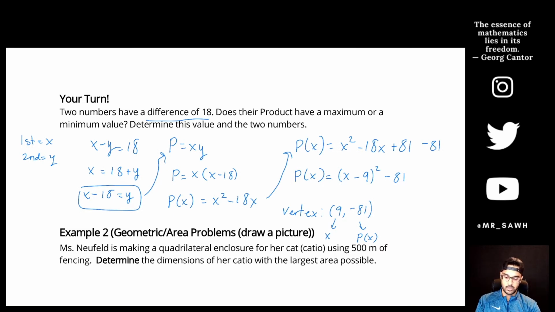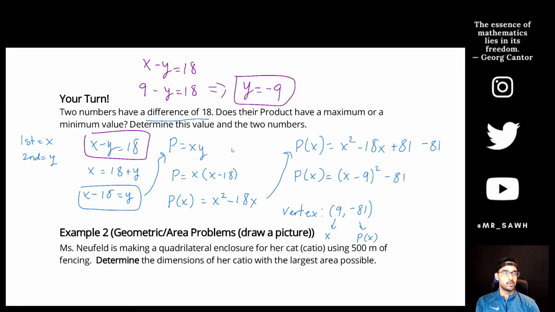and I'll use this first equation to do it. If I know x minus y is 18, we just figured out that 9 is x, the only value that y can be is negative 9 to make this happen. Right, so those two numbers are 18 away from each other. They differ by 18, and their product is a minimum value. If you multiply them together, you get the smallest value possible, negative 81.